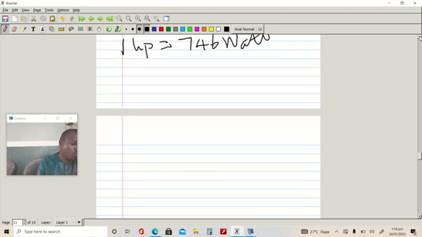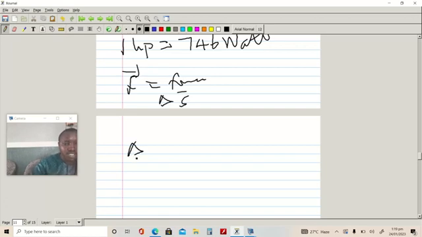So, this is what we do. Suppose a force F acts on the body while it undergoes a displacement delta S. If the force has a component F of T tangent to the path, then the work done is given by W equals F of T delta L.